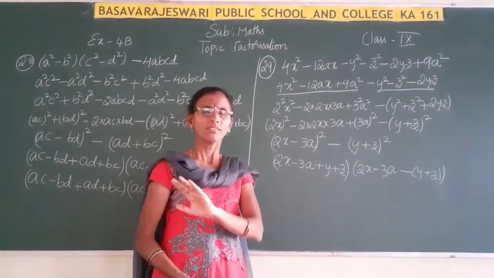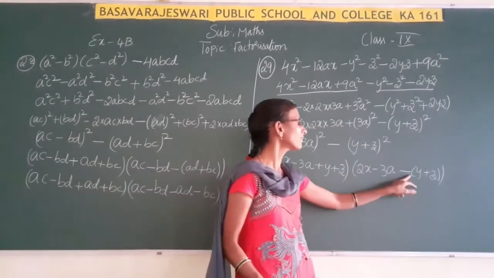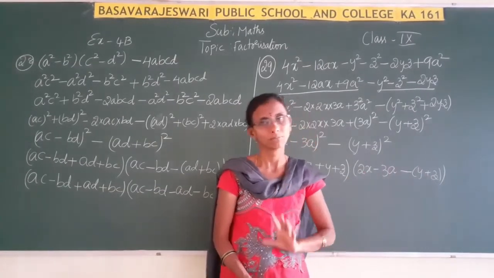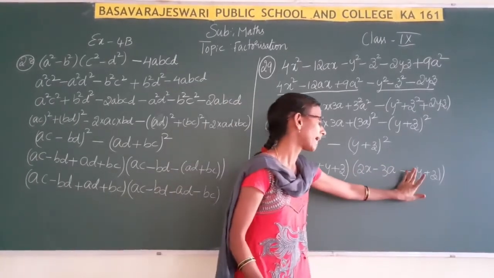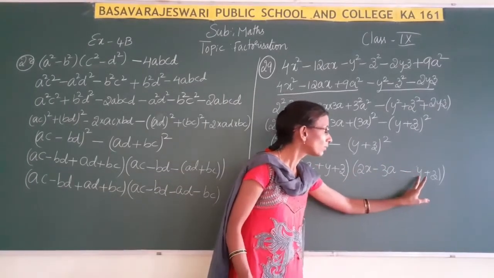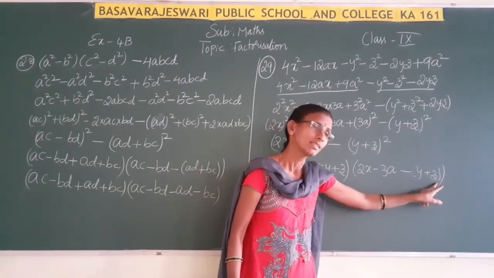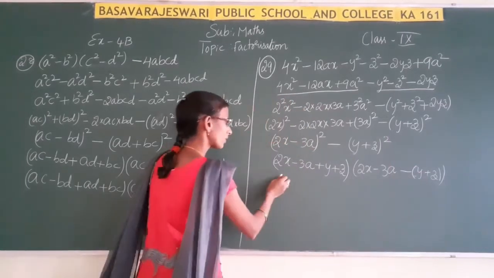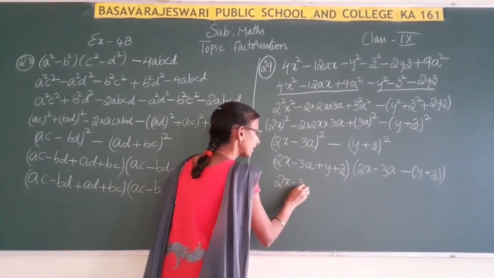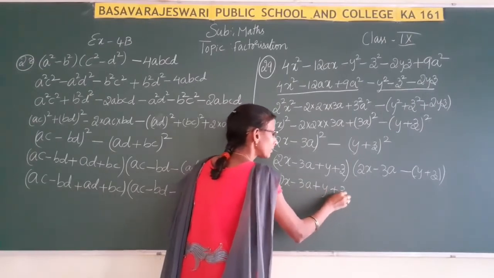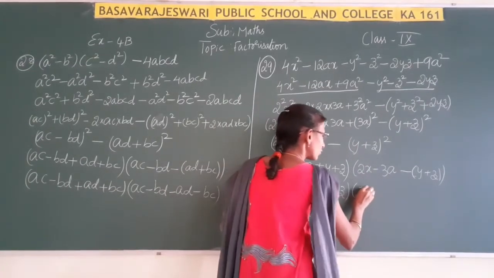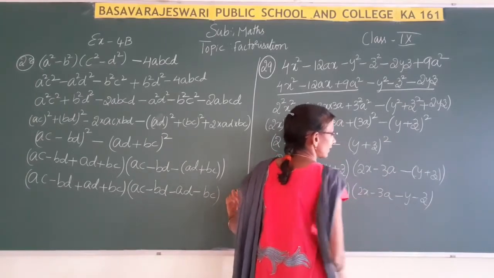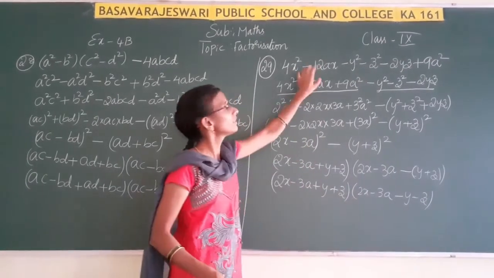If one term is there, we need not take a bracket. Directly we can put a minus and write y itself. We are having two terms here, so for that we have to put a bracket compulsorily. If you don't take a bracket, this minus is applicable only for y. It won't apply to z. So for that purpose, we have to put the bracket. So what do we get? (2x minus 3a plus y plus z) (2x minus 3a minus y minus z). So these are the factors of this expression.